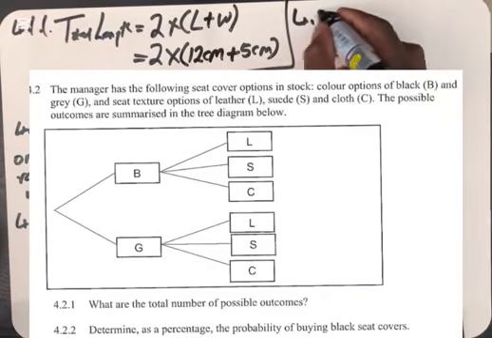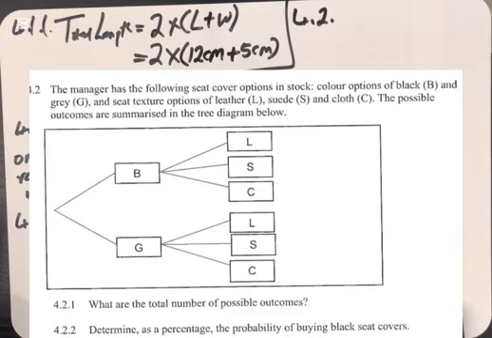Then 4.2, it says that the manager has the following seat cover options in stock. Color options of black and gray. You only have black and gray. Then the texture options, we have leather, suede and cloth. You have 3 options for the texture. Colors, only 2, black or gray, which black is represented by B, gray represented by G. But for the textures, it's 3. We have L, S, C.